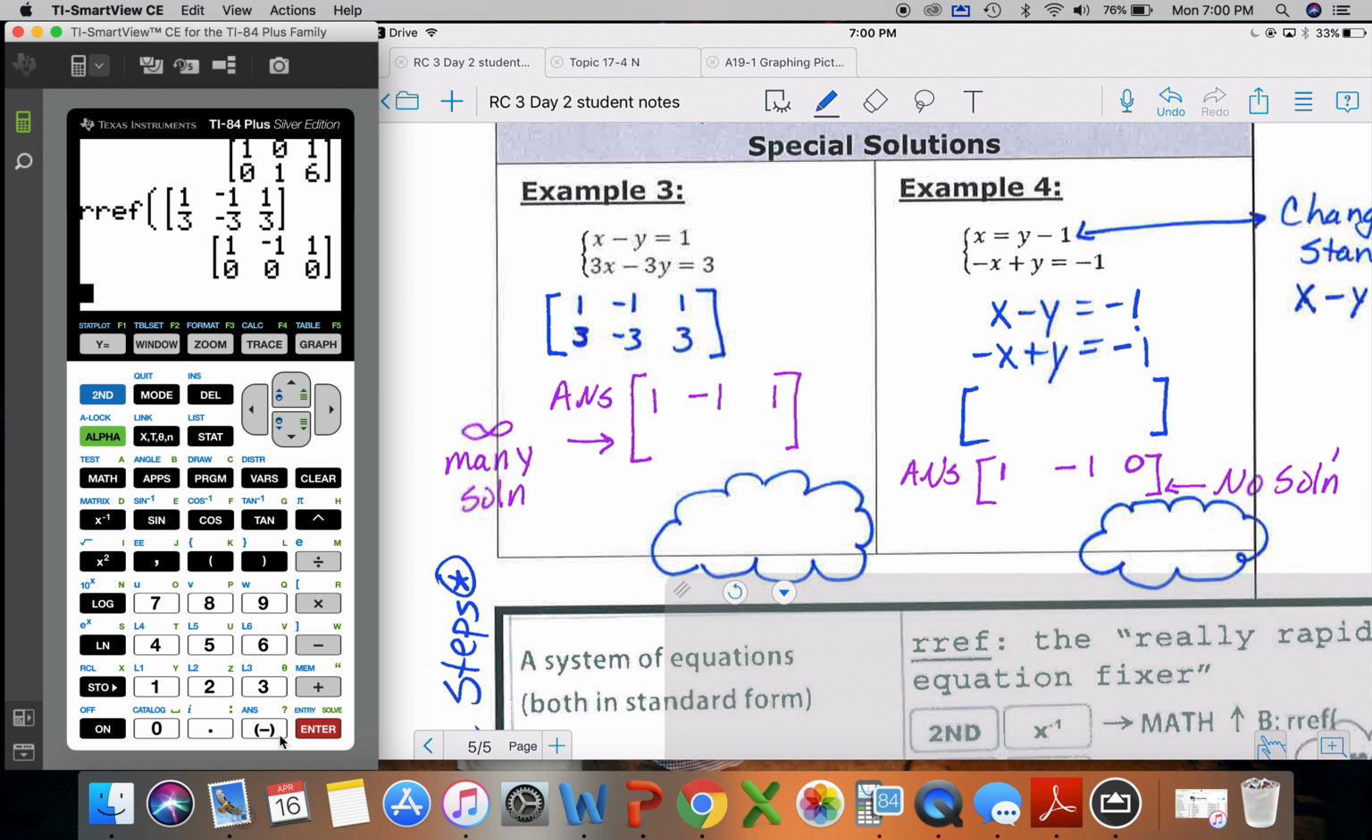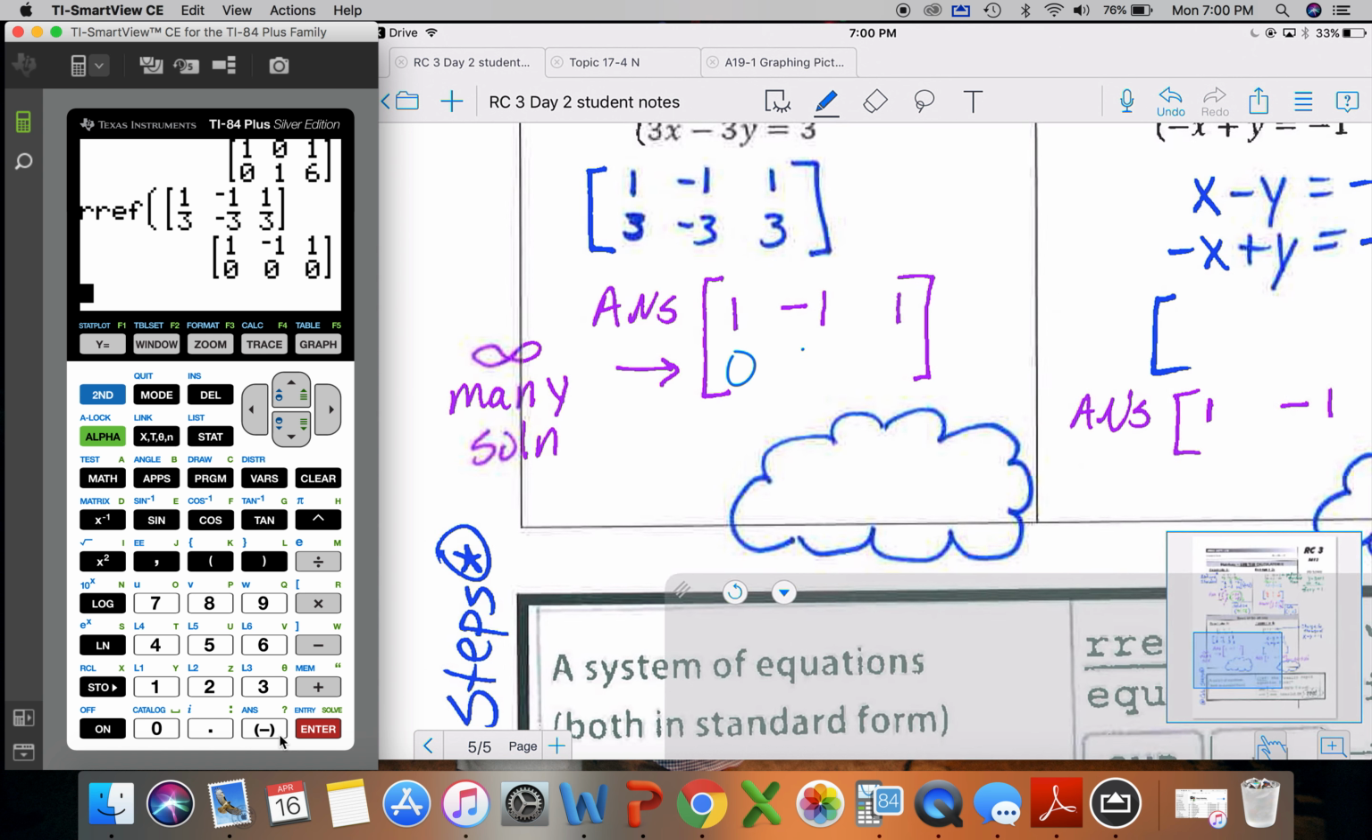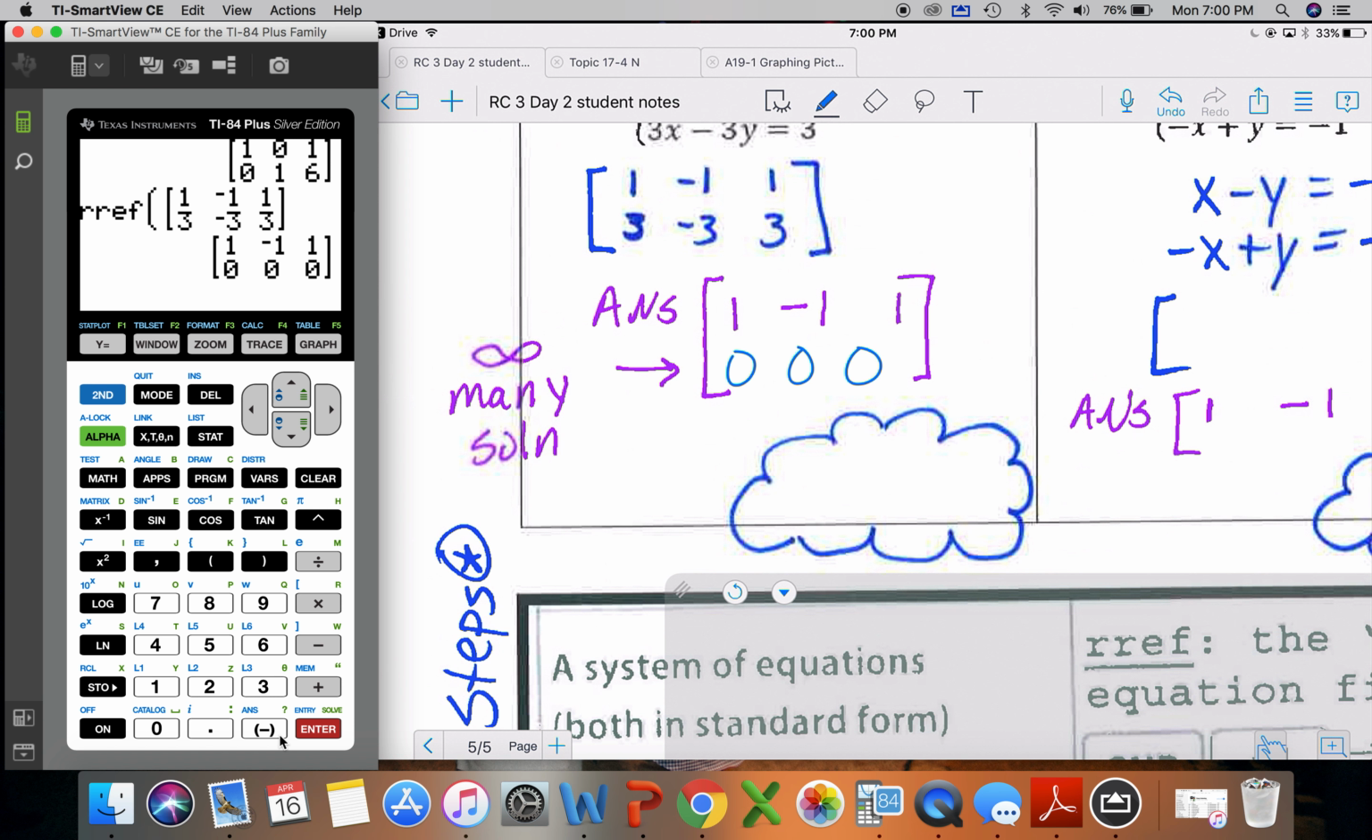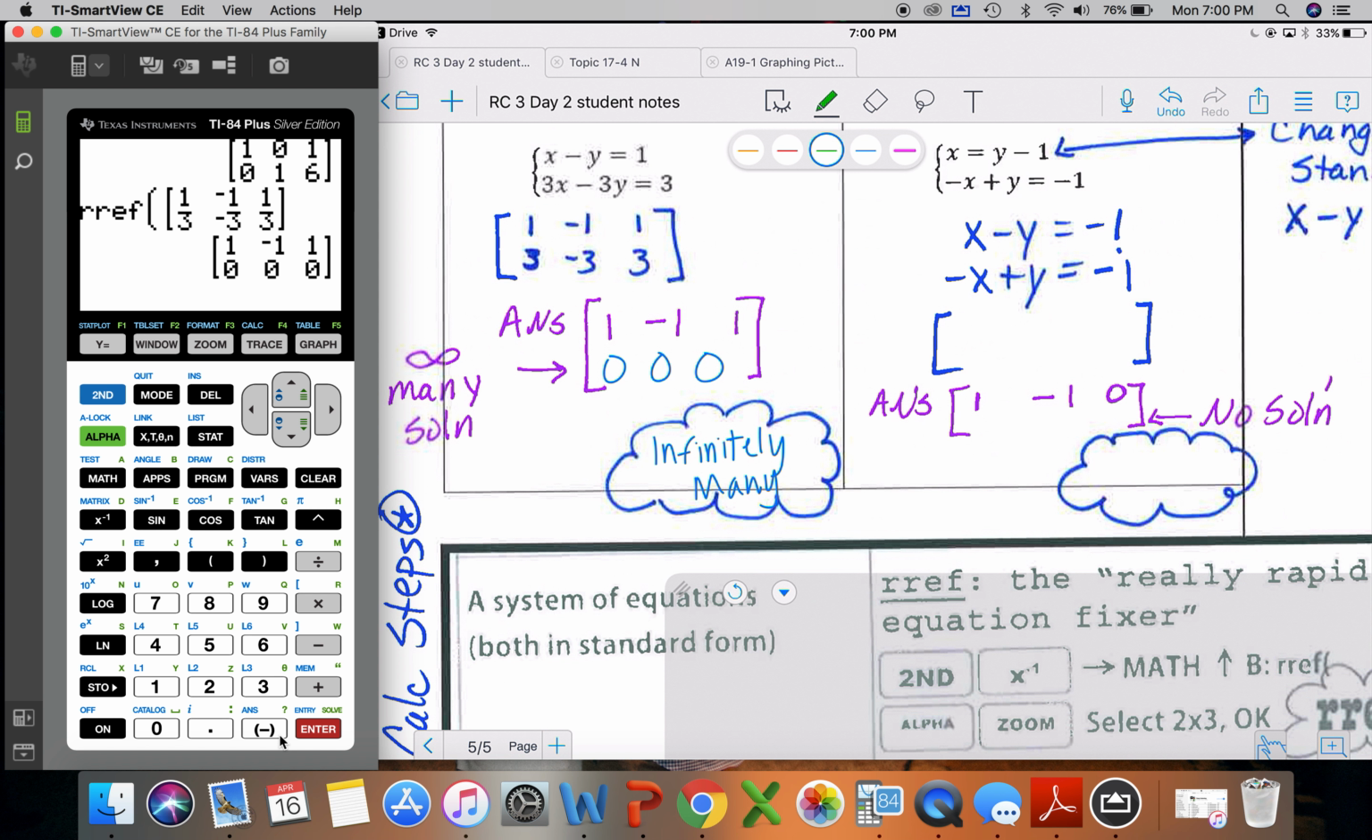So this tells us that we have infinitely many solutions because of all of the zeros down at the bottom. So infinitely many, which means my equations are exactly the same. And if I were to plug them in, I would only see one line when I graph it because they're right on top of each other.